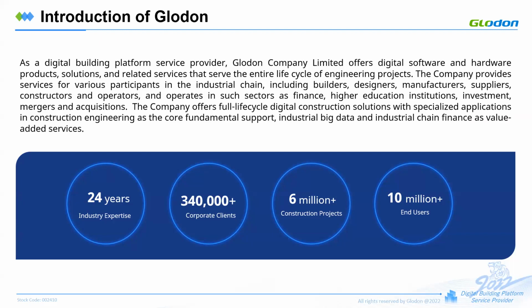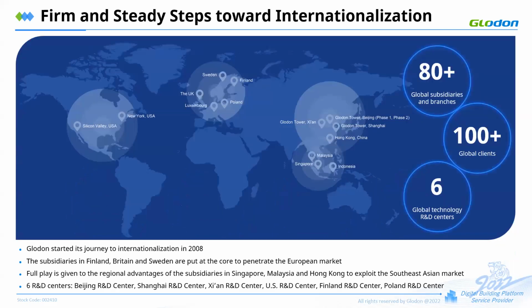Okay, so this is a very big company. We have 80 global subsidiaries and branches, 100 global clients, and 6 research and development centers. This CubiCost is not the only construction solution provided by this global company. They have a lot of solutions. They are even creating robots for bricklaying and tile laying. Their technologies are unimaginable. So you are pretty lucky to learn this technology.